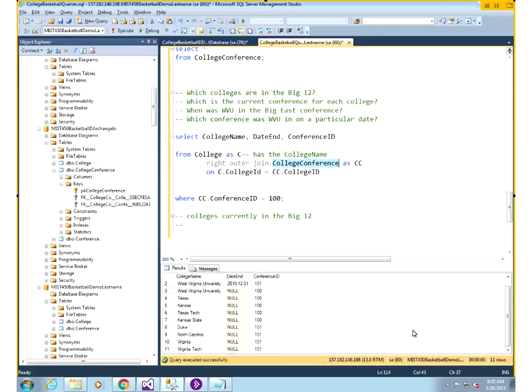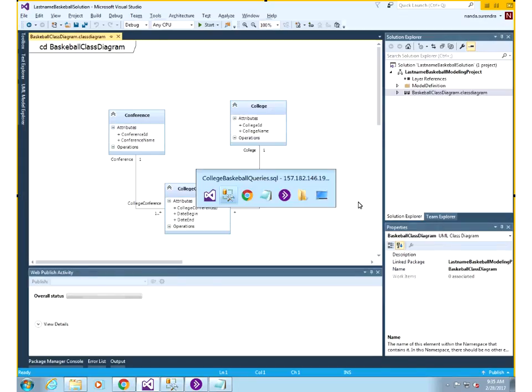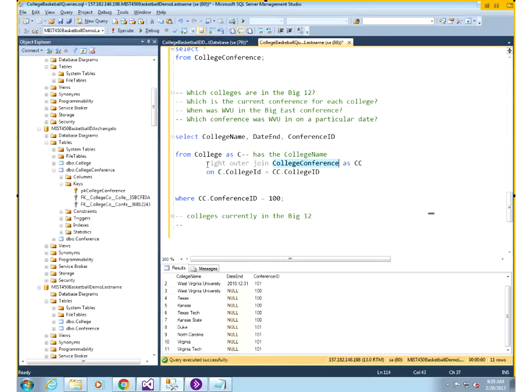So it looks left and right in the diagram. If you start from conference and you left join college conference, it'll keep all the values on the left in conference, even if the values on the right are null. If you right join from college to college conference, it'll keep all the colleges, even if the college conference is null. But that's not a thing.